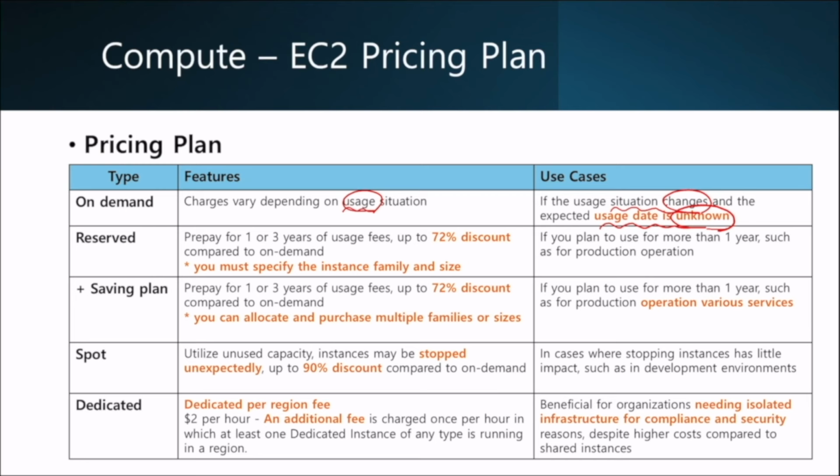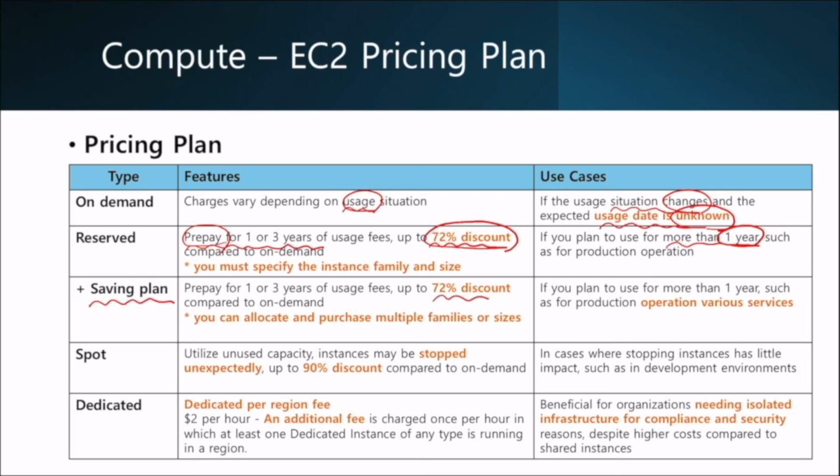Next is the reserved instance. In the case of reserved instances, it is for 1 to 3 years. You pay the cost first, and this cost can be discounted by about 72% compared to on-demand. This is usually suitable for instances that will be used for more than a year. There is also the pricing plan called savings plan. The savings plan is also the same. You can receive a 70% discount, but you first have to pay for 1 to 3 years.